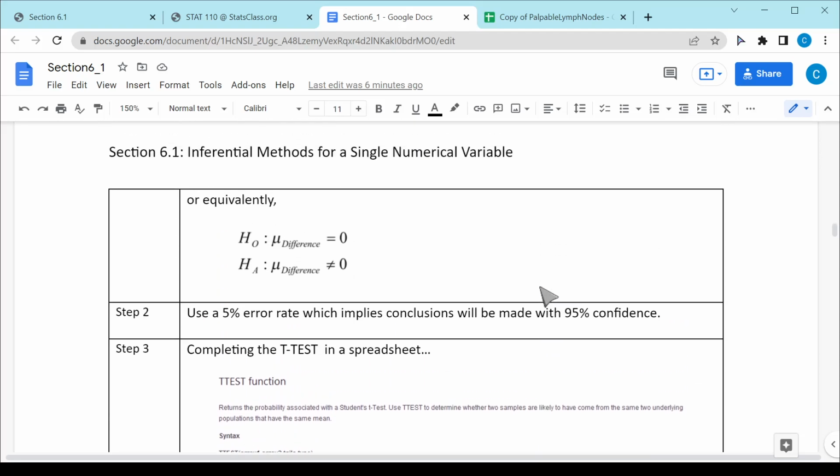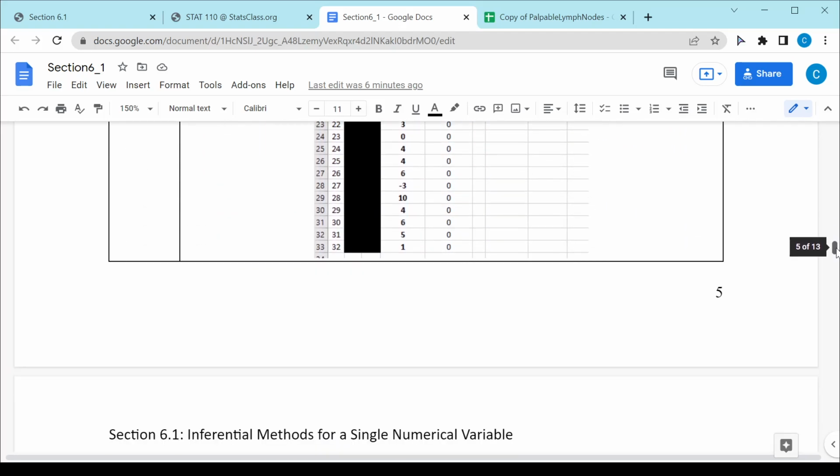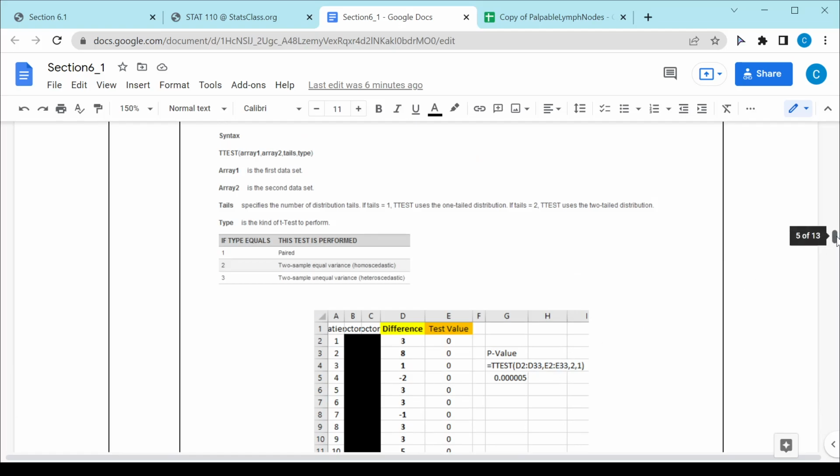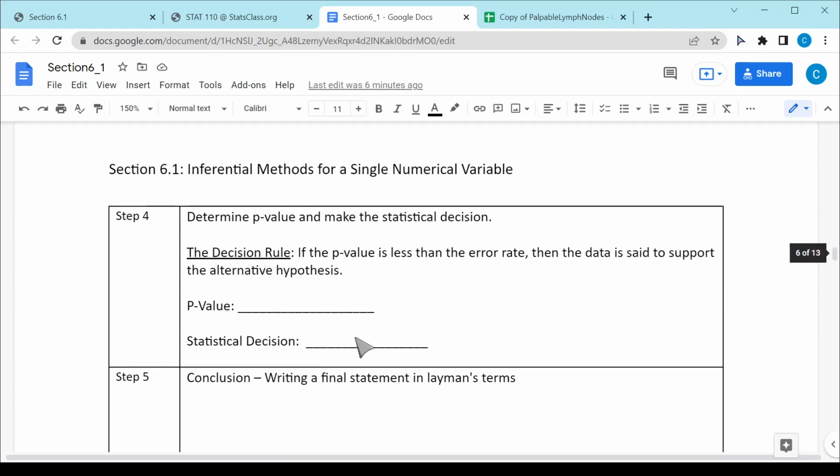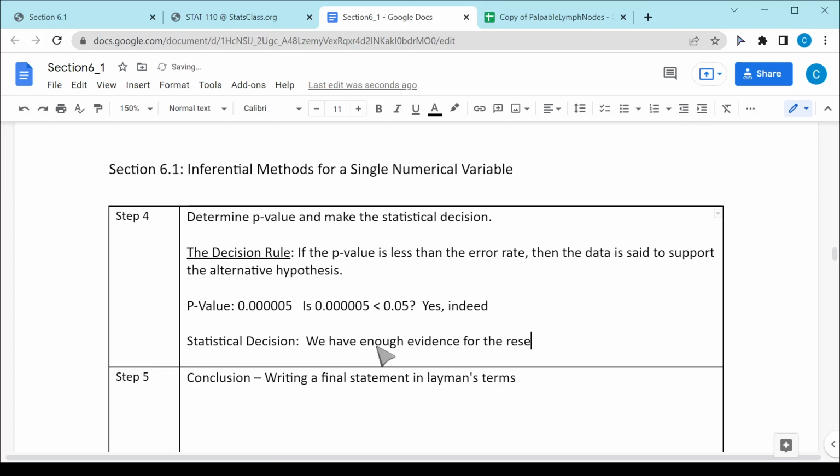So let's go back over here and pick up with where we left off in the notes. The p-value is, how many zeros are on there? 1, 2, 3, 4, 5 zeros. So report out the p-value, 0.000012345. Is that less than 0.05? Okay, yes indeed. So it's way less than that 0.05. So we have enough evidence for the research question.